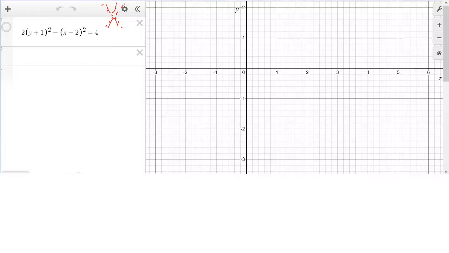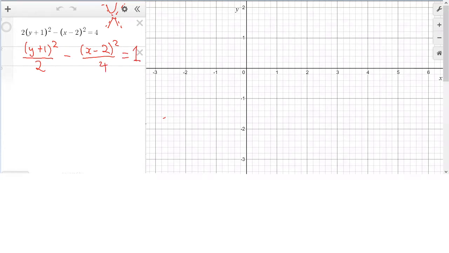The first thing I do is fully put it in standard form. So for one thing, on the right-hand side, we've got it equaling 4, not equaling 1. We like it to equal 1. So let's divide everything through by 4, and we'll see what we get. So we get (y+1)² divided by 4, well, part of the 4 will cancel with 2, so we'll be left with just 2 on the bottom, take away (x−2)²/4 equaling 1.